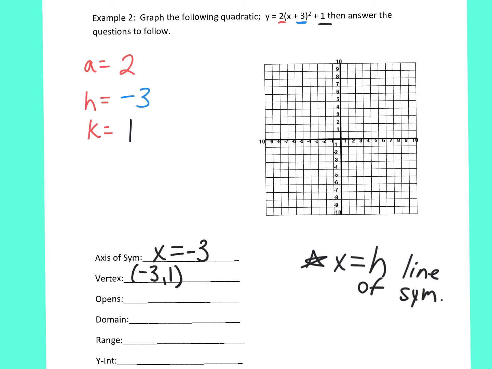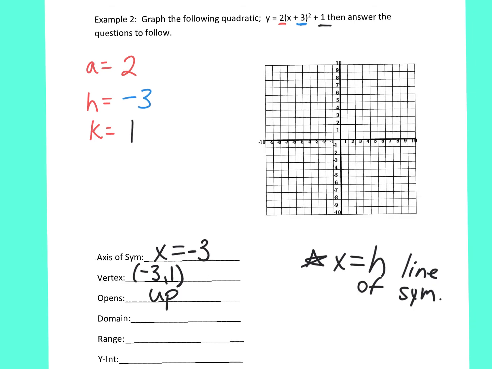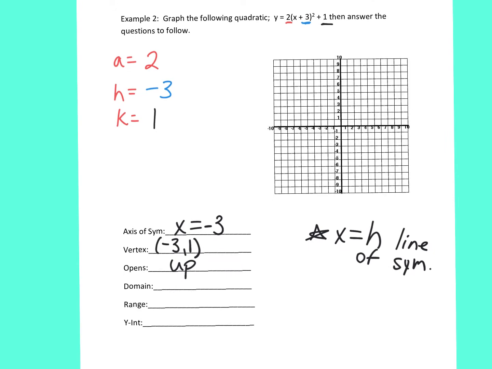Is this going to open up or down? Why up? Got it? What's the domain going to be? If it's a quadratic, it's always, always, always -infinity, +infinity. Okay. Next 2 things, I need to graph it before I find those.